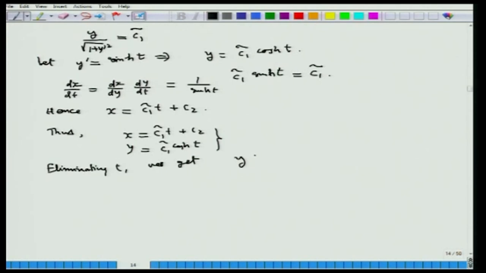We get y as a function of x, this c 1 tilde cos hyperbolic x minus c 2 over c 1 tilde. So, writing in a standard form, we can write that y equal to a cos hyperbolic x plus some b over A like that. So, that is the form of solution which tells us that it is catenary. So, this is a catenary.